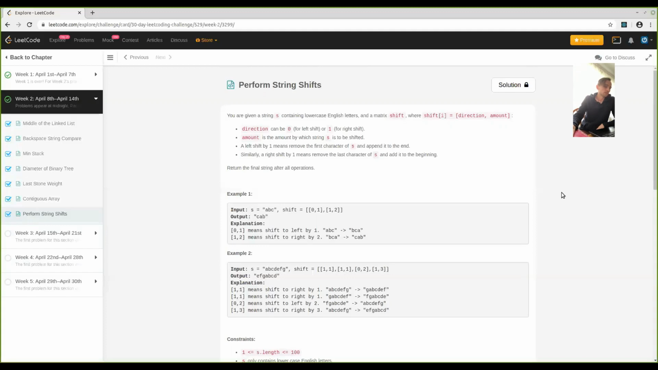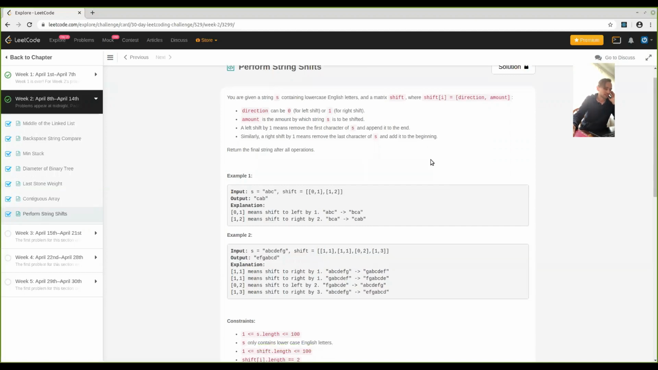A left shift by 1 means remove the first character of S and append it to the end. And a right shift by 1 means remove the last character of S and add it to the beginning. I found these two directions a little bit unclear, because I thought it was saying just remove. I can't explain why, because it's still confusing to think about how I was confused by it. So I don't want to confuse myself further. But here are the two test cases that they give us, and they're pretty clear. I'll run you through where I found problems.